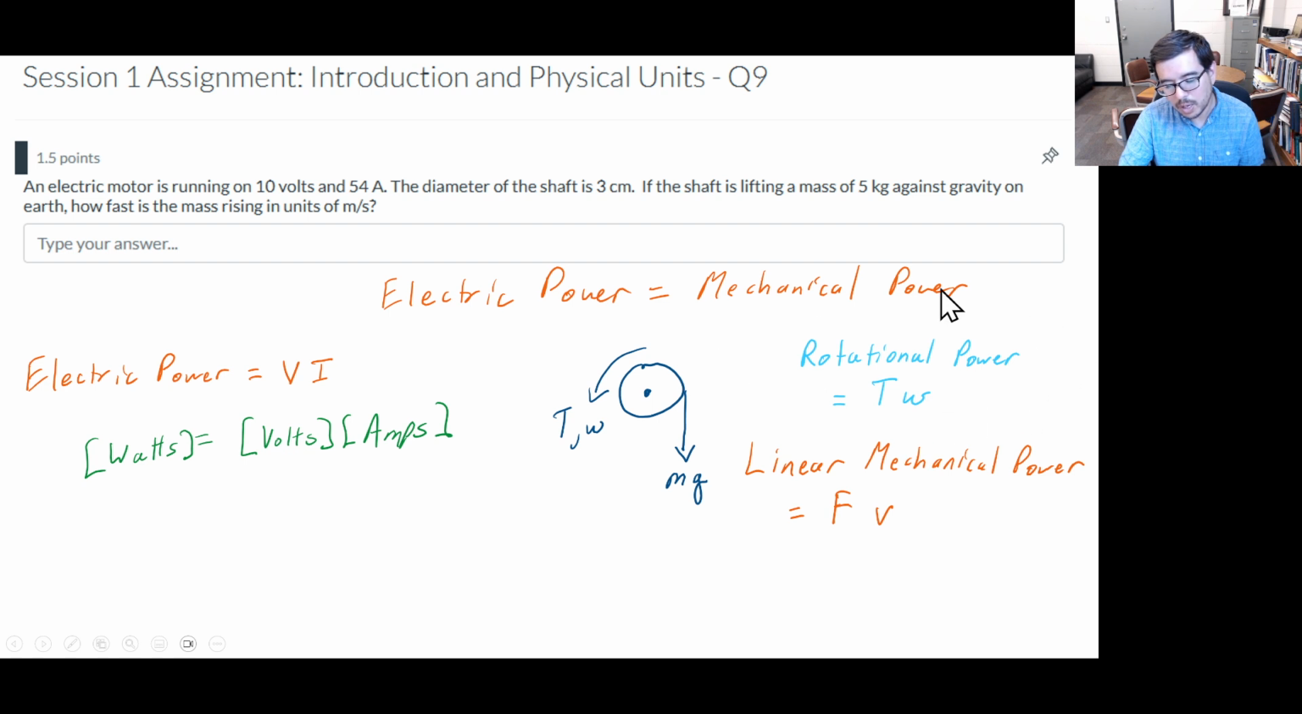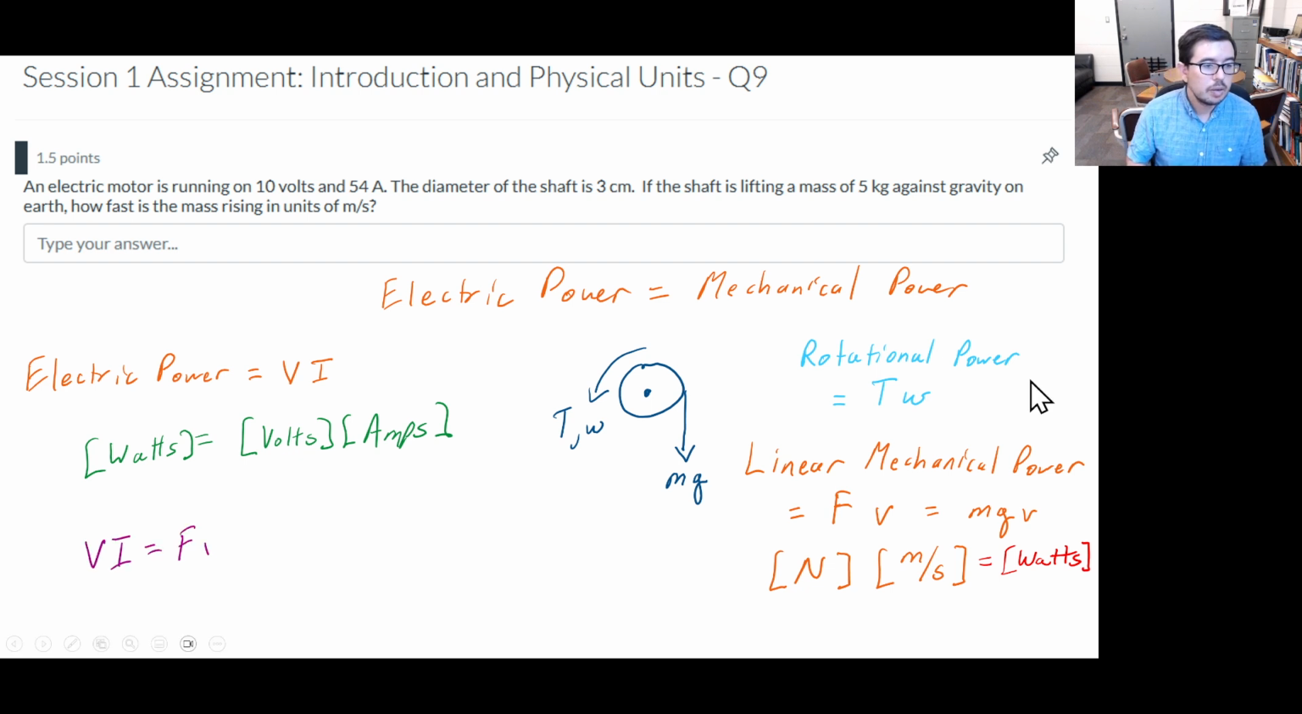So we can actually bypass this rotational power equation because what we want is a velocity for this mass as it's rising. So the velocity times the force mg is going to be equal to the mechanical power. And this, in appropriate units, can be thought of as newtons times meters per second, and that would then be equal to watts. So let me just go ahead and add that in here, like this. Great.